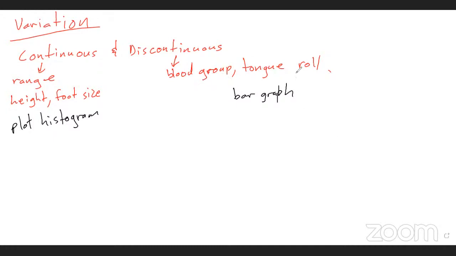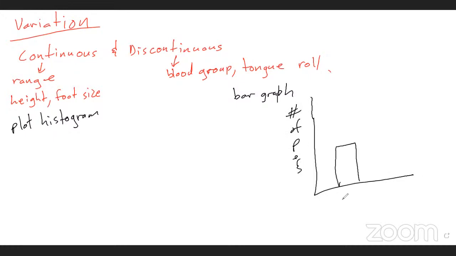So quick example, ability to tongue roll. Number of persons. This could be the ability to roll the tongue. Let me just put pie chart. I just want to show that with the discontinuous, you're placing them in distinct categories. So any form of chart that shows distinct categories, you can use it. Clear?